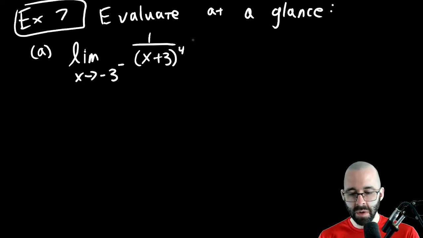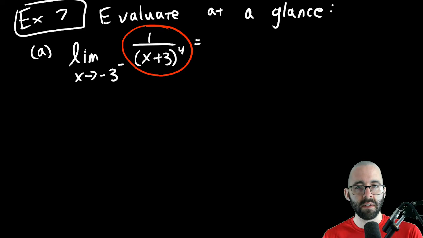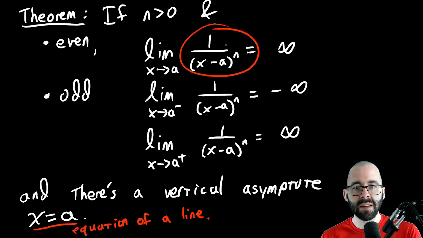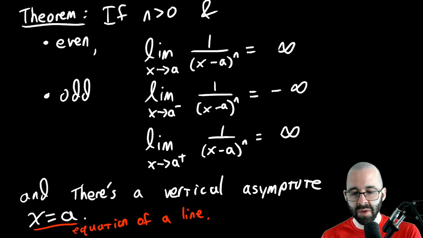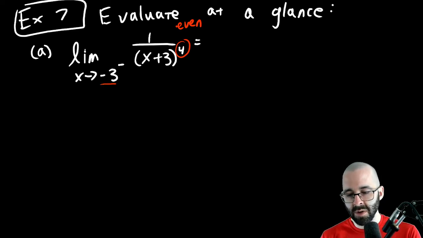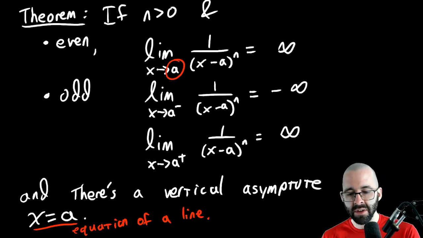So let's start by noting that this function is the right form for us to use that theorem from the last page: 1 divided by x minus some number to a positive exponent. And specifically, this positive exponent is even. So at the location of the vertical asymptote, -3, we know that the two-sided limit is positive infinity.